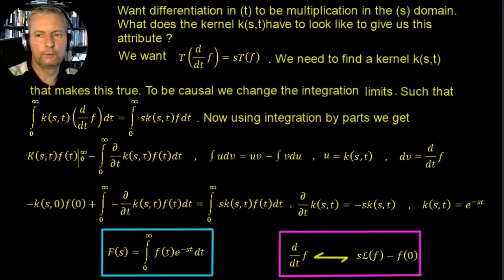So we want to choose the kernel K(st) in order to give us a particular attribute. The attribute we're looking for is that when we differentiate a function in time, it's equivalent to multiplication of a function in the other s domain. So what kernel is going to give us that?